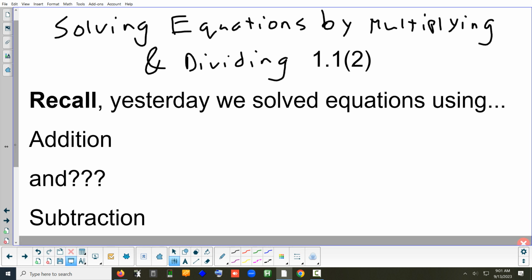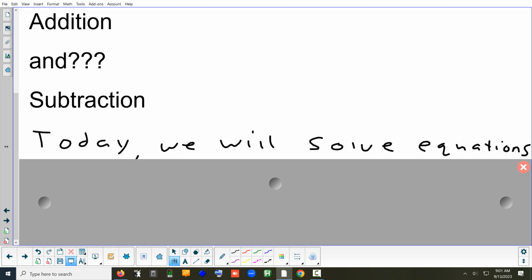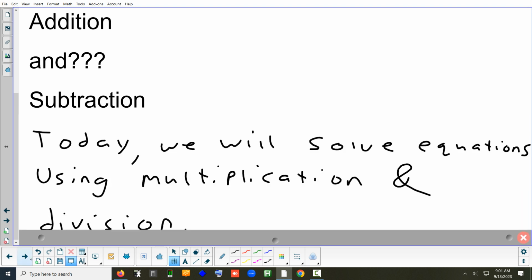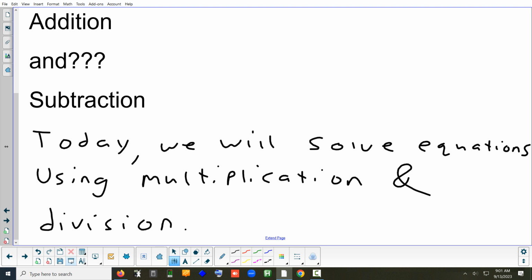Okay, you don't have to write this part down. The first thing you're going to write down is when I talk about a coefficient. That's just a review from yesterday. So today, the two operations we're going to look at are multiplication and division.